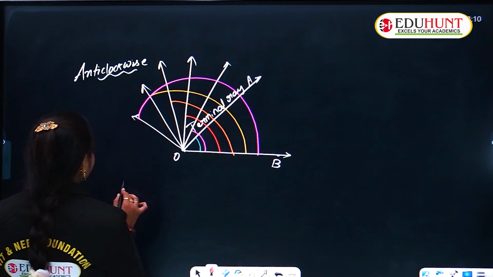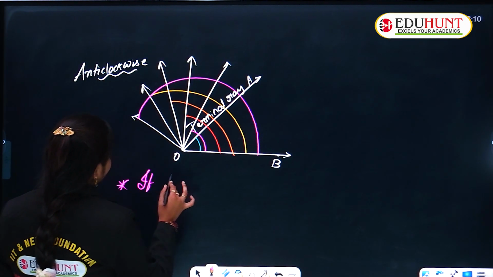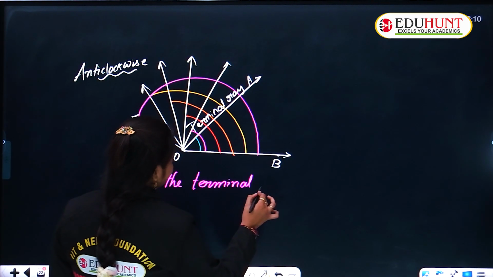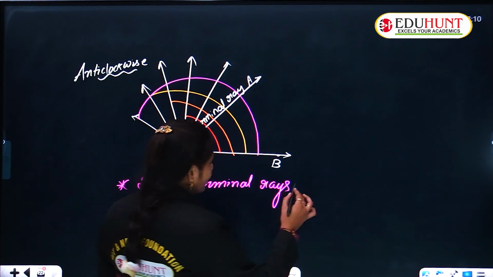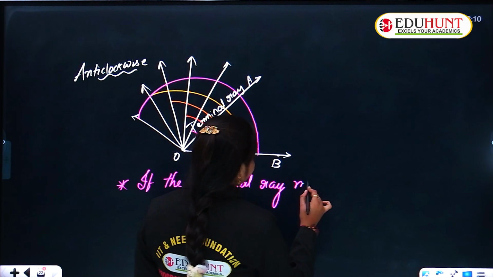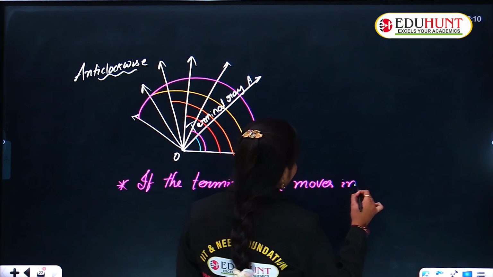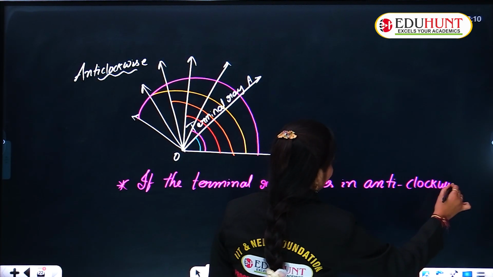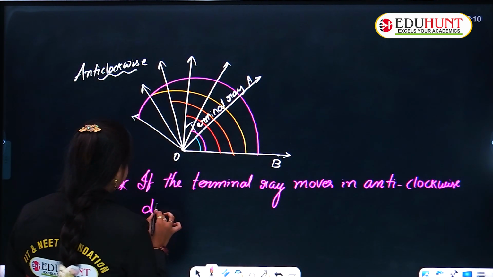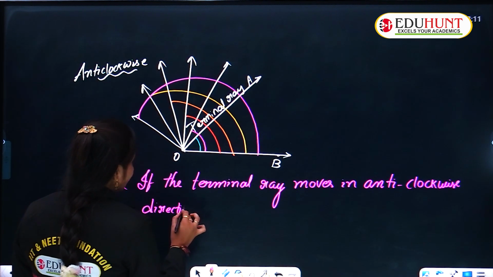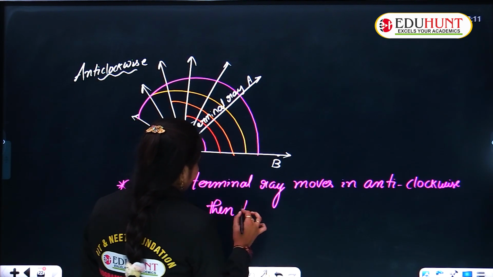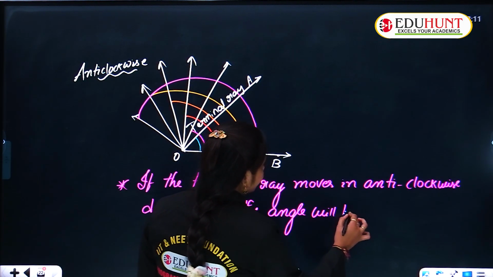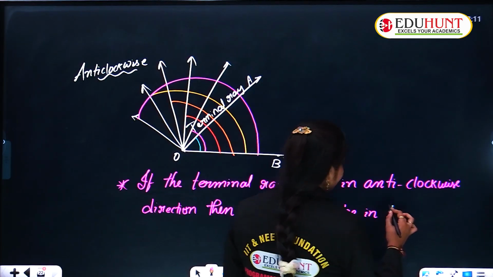Okay, see here. If the terminal ray moves in anti-clockwise direction, then the angle will be in increasing order.